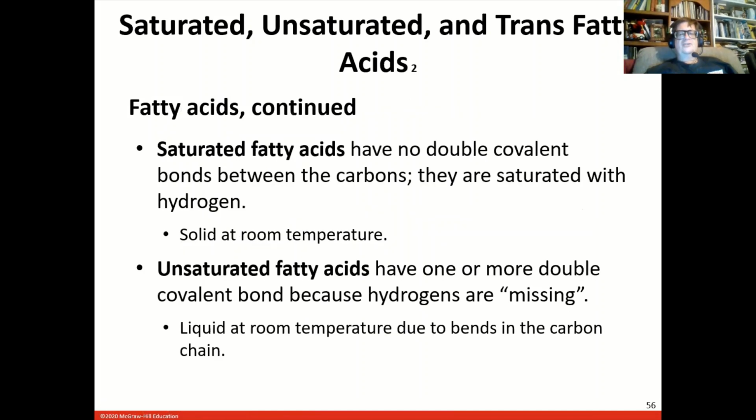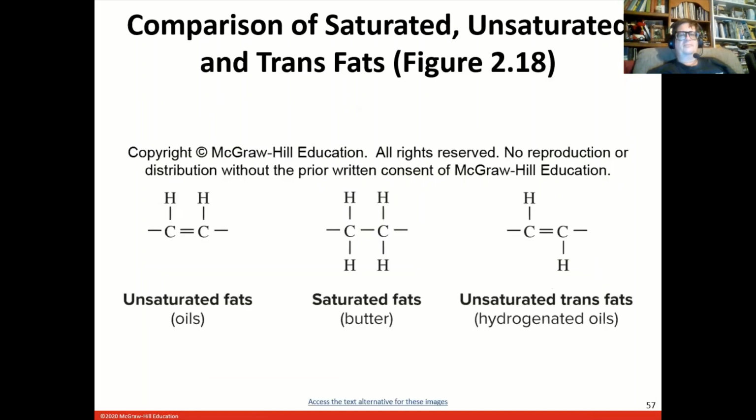All right, unsaturated fats have one or more double covalent bonds, and that causes hydrogens to go missing. Polyunsaturated would mean you have many of those double bonds. These unsaturated fats tend to be liquid for reasons I already told you. You can't pack them as tight together. Those bends make them further apart.